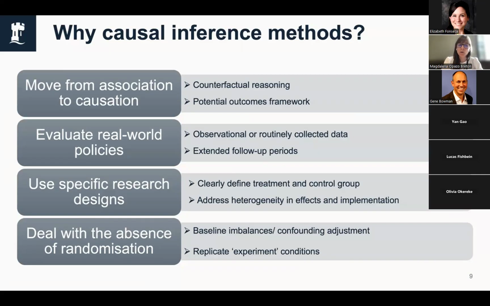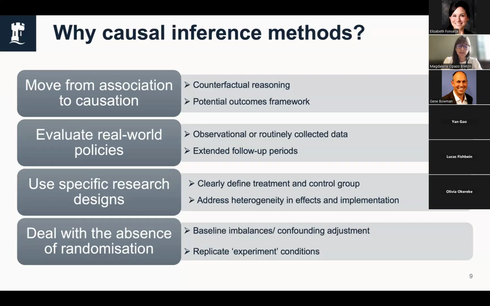I will be evaluating real-world policies where there's no randomization, and since there's no randomization, we'll be using observational or routinely collected data. There are lots of disadvantages of this, but there's also the advantage that it will allow me to look at much more extended follow-up periods. Causal inference methods in economics are mainly specific research designs where you clearly need to define a treatment and control group and address the assumptions for each design. But since you have a lot more data, it will also allow you to address heterogeneity effects of the intervention and also of the implementation of the policies.